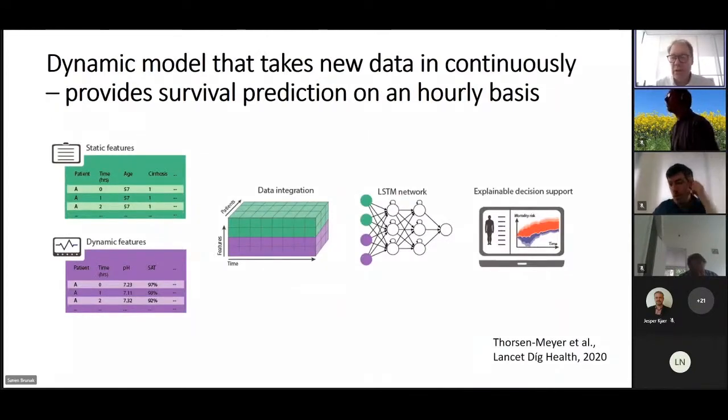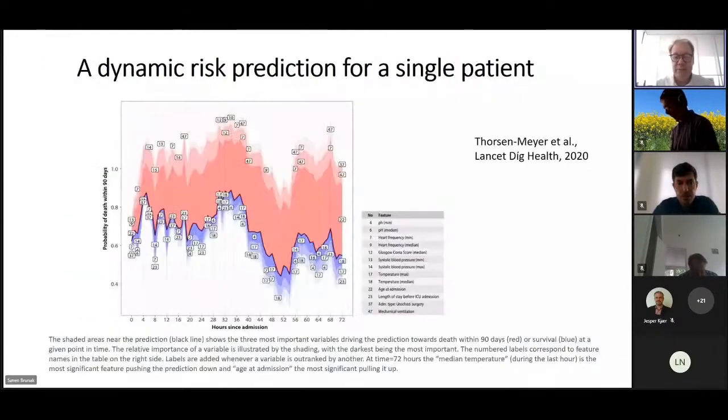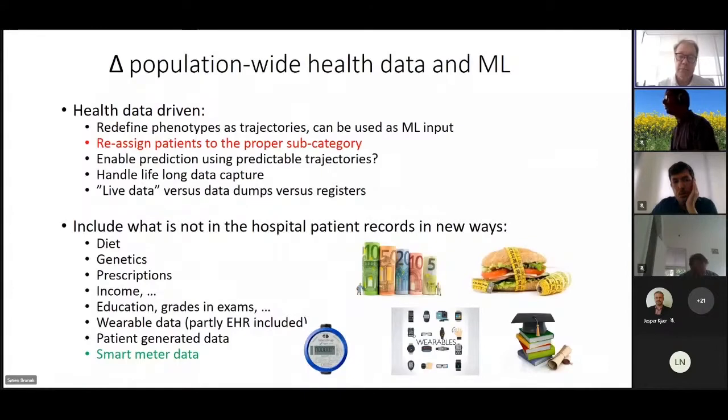And I just flash a newer paper from last year where we're not just making a prediction after 24 hours. This is Hans Christian Thorsen Meyer, who did a more deep learning approach where there will be a prediction every hour. And actually, he can explain the network every hour, what features are drawing the patient towards death and what features are drawing the patient towards survival. Actually, this patient here will survive, but it again illustrates how the longitudinal analysis can be done.